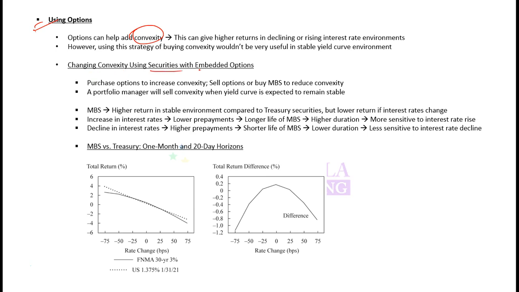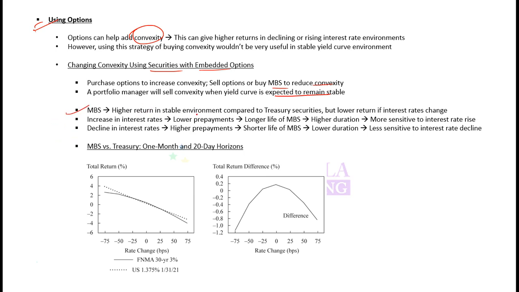Changing convexity using securities and embedded options. How can you change convexity? You can change convexity using options, or an alternative would be that instead of buying or selling option directly, you can use callable bonds, or another option can be that you use mortgage backed securities. So you can either sell options or buy MBS to reduce convexity, or you can buy options and sell MBS to increase or add convexity. A portfolio manager will sell convexity when yield curve is expected to remain stable and would buy it if yield curve is expected to move.